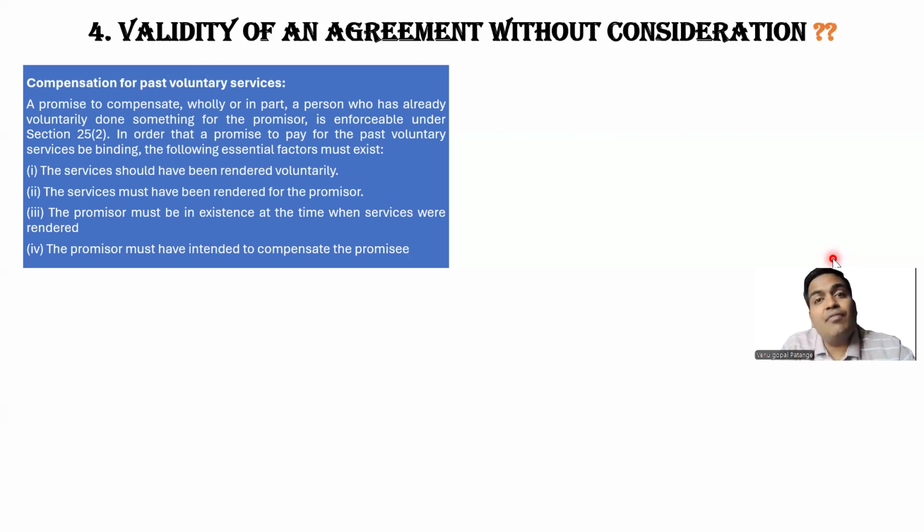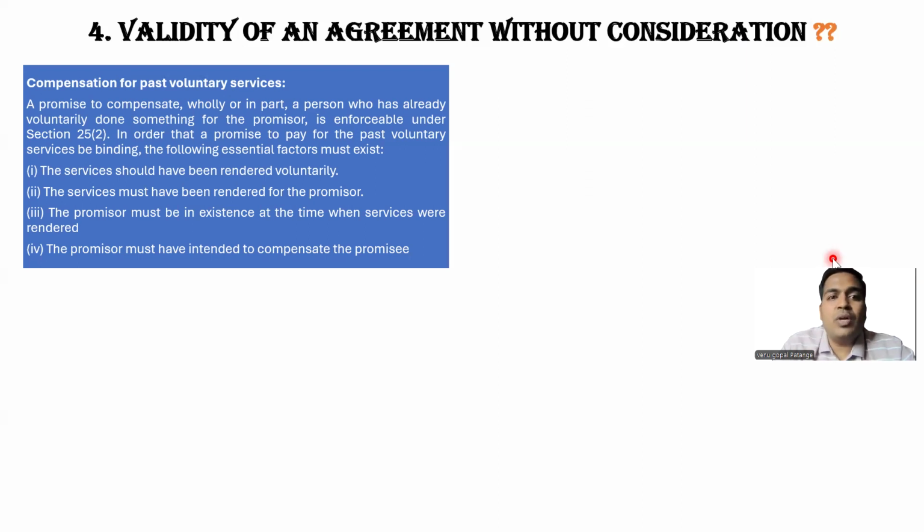So in the past, they have done voluntary services, and B would have done the services only to A or in the presence of A. And now A promises to B that he is going to pay money to B. So if all these conditions are satisfied, then even though B is not paying anything in present or in future, it is still a valid agreement, a valid contract.